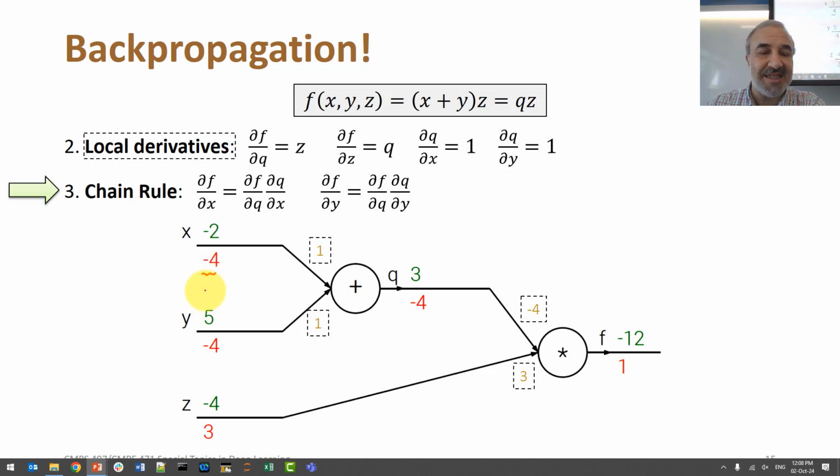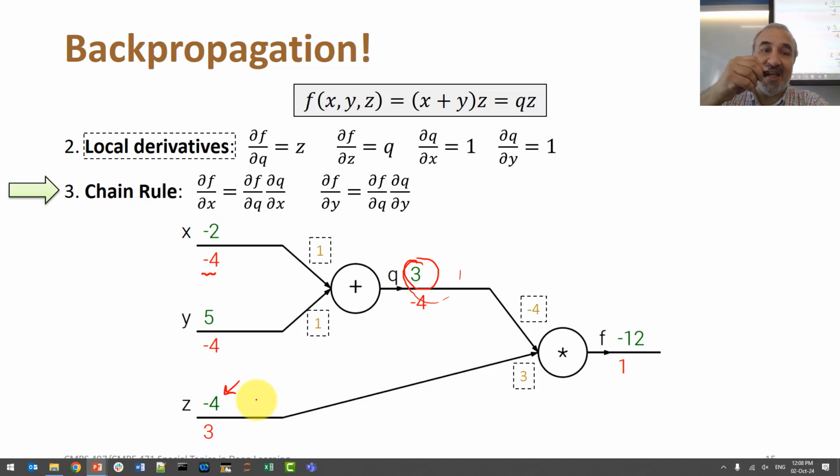Let's see why is that in this case. This is x, right? x is minus 2. If we increase x, what will happen to the addition? It will increase, right? And when this number increases, what will happen to the output? It will decrease. Why? Because it will be multiplied by minus 4. Okay, so it will decrease.